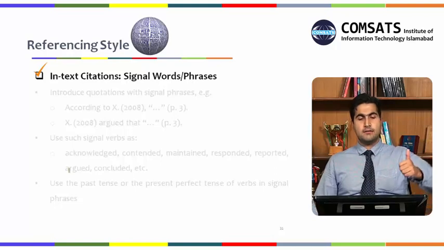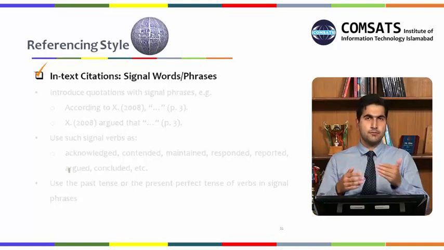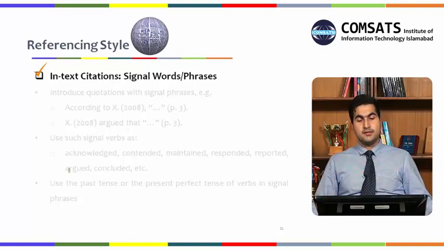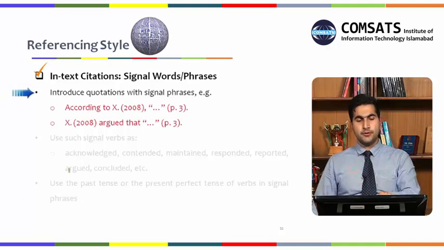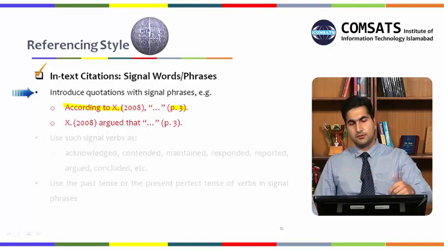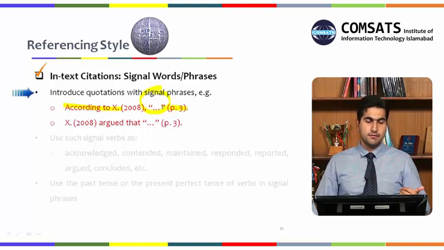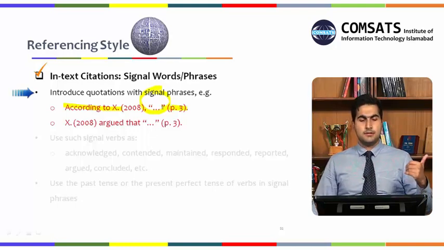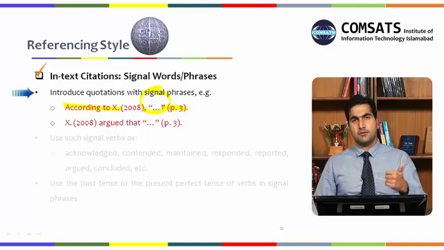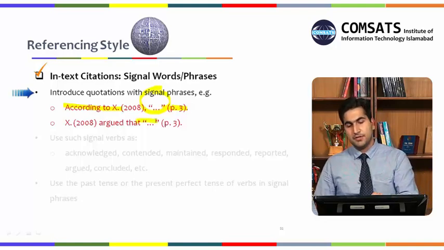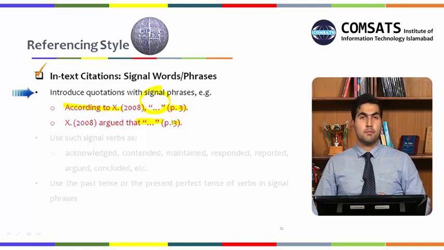In case of a signal, now for citation, how do you basically use a signal phrase? So these are the signal phrases. According to Mr. X, whoever he is, 2008, this is the information which was quoted under quotation marks, and then you provide a page number. Another way of using a signal phrase is you mention the name first, that Ahmed 2008 said this or argued that, and then the information comes and then the page number.